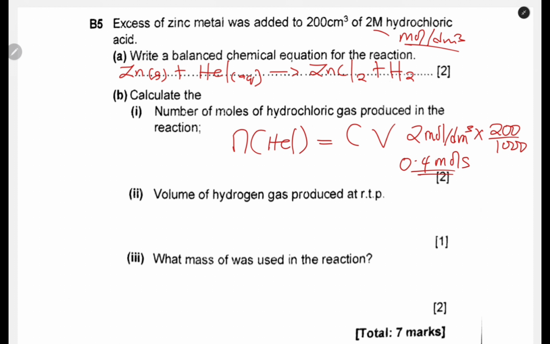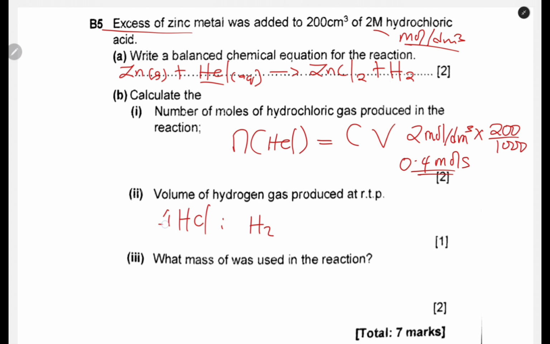Then the volume of the gas evolved at RTP. How do we find the volume of a gas evolved at RTP? Now here we are told excess of zinc, which means the limiting reagent is what? Hydrochloric acid. So we are going to form a ratio of hydrochloric acid to the gas, which is hydrogen gas.